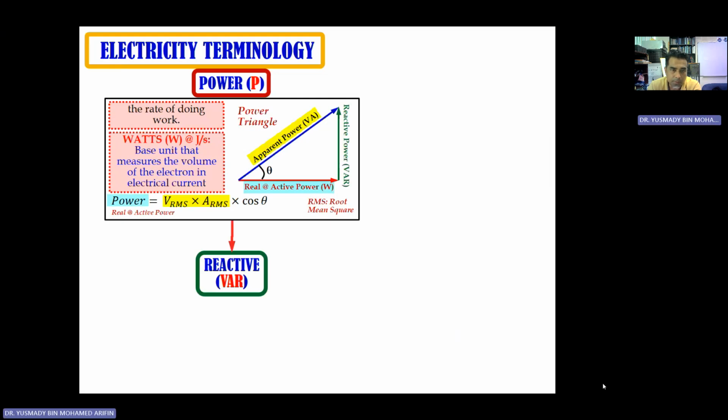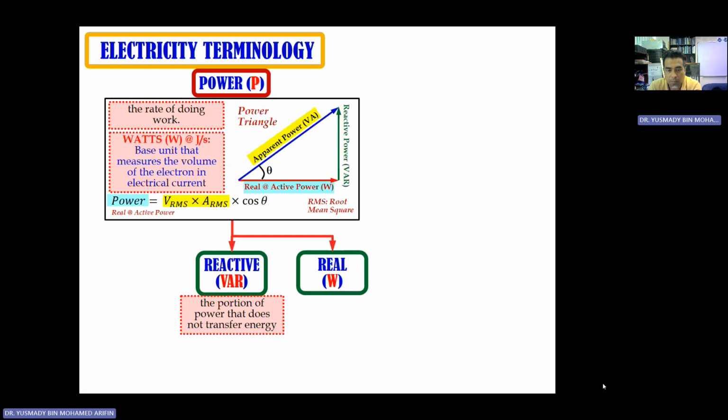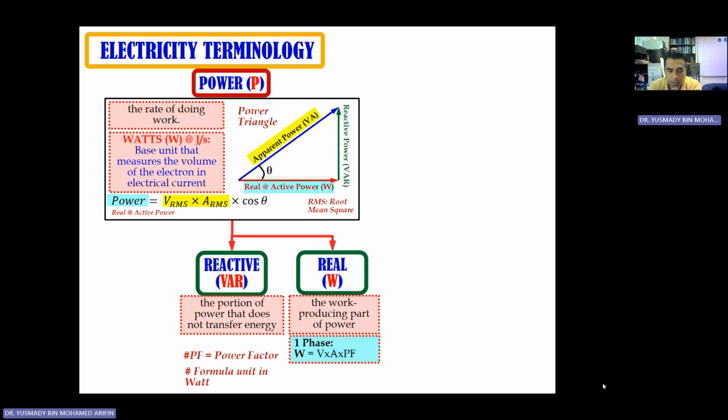Okay, so based on this power triangle, we can categorize the power into three. First, we have reactive power, VAR, which in terms of definition is the portion of power that does not transfer energy. The second one, we have real power, W, the work producing part of power. So in terms of formula, for single phase, the formula for the real power will be voltage multiplied by current multiplied by PF. PF stands for power factor. And the unit for this formula is watt.